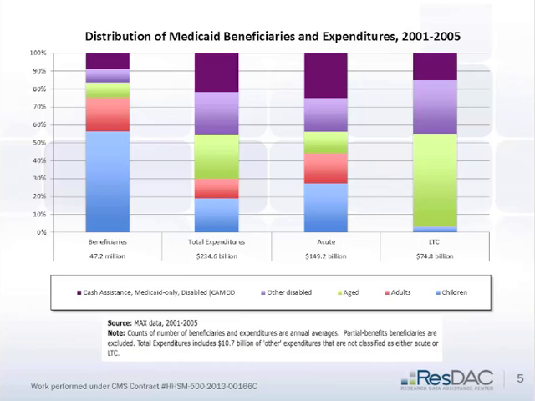So we're looking at about 10% of beneficiaries, but they end up accounting for a little bit over 20% of total expenditures, and about 25% of acute care expenditures. So they do account for a good chunk of Medicaid spending. And so we're focusing then on acute care spending. You can see the long-term care spending is dominated by the aged and the dually eligible disabled.